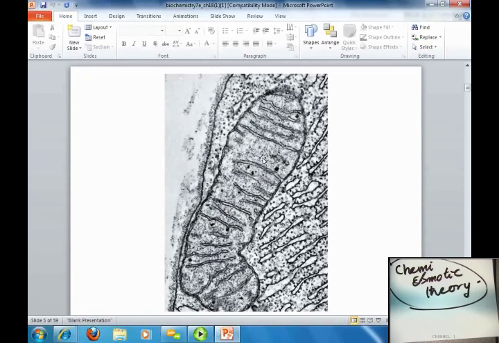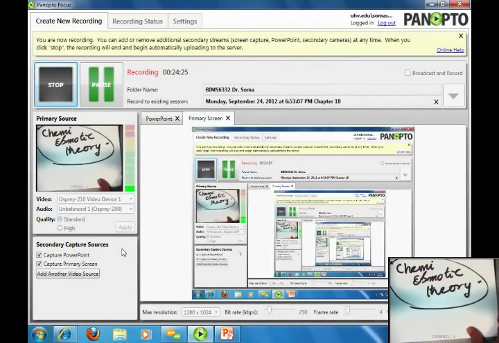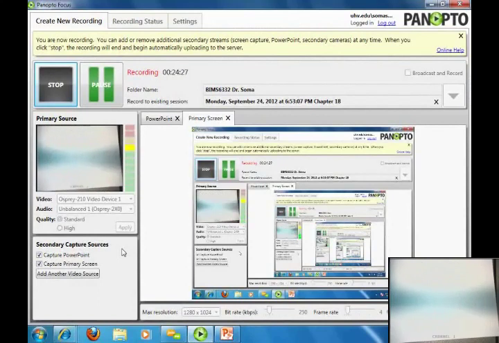This is a cross section of a mitochondria. If you slice the mitochondria, then you will find under the microscope one mitochondria, part of the cell. And these are the endoplasmic reticulum over here. So we'll go back onto the picture here. Chemi-osmotic theory, and when the ATP is generating, it's here, okay.